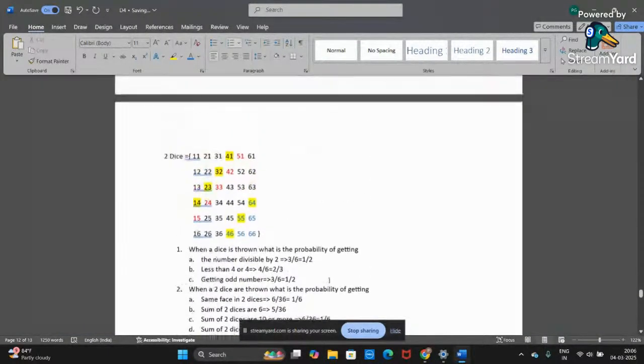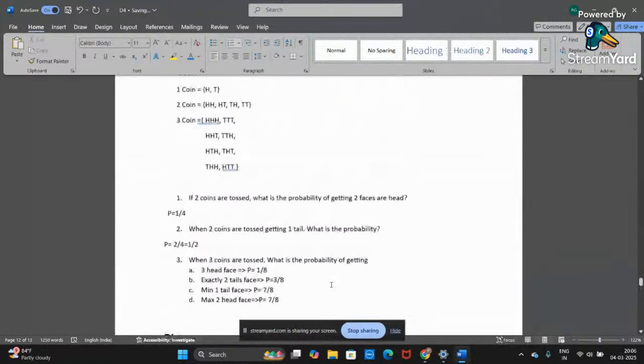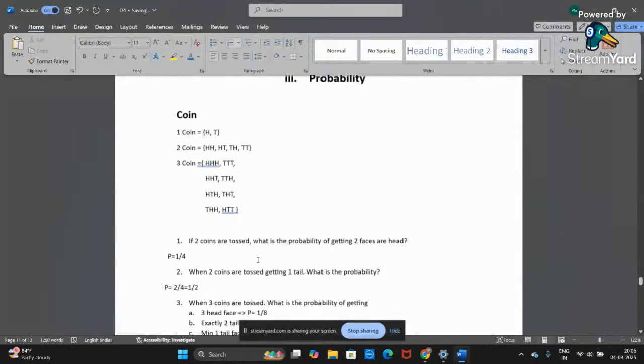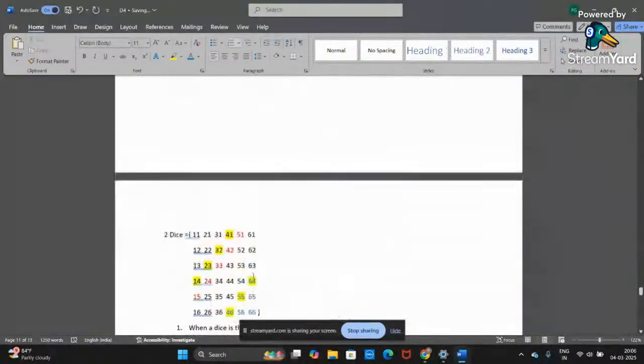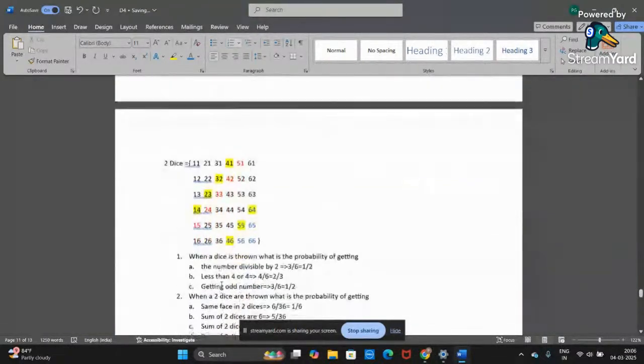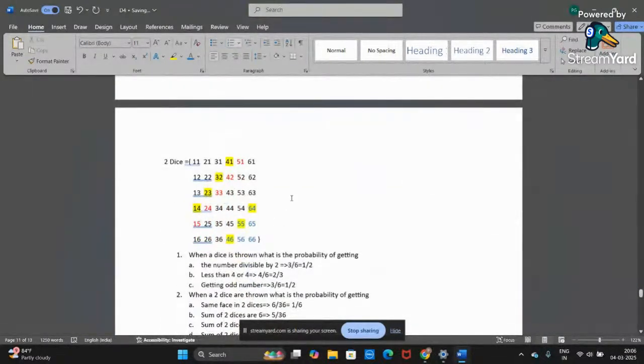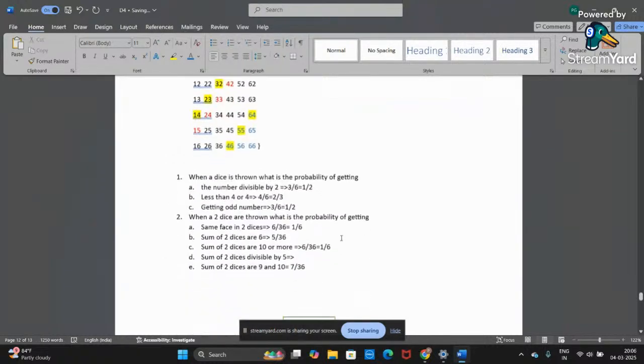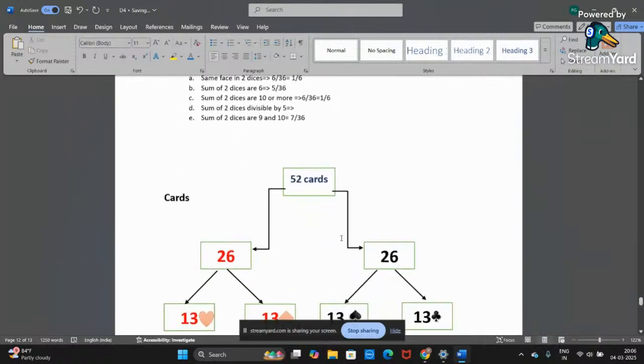Okay. Now, any doubt in dice and coins? Just make a note of this or take a photo of this, and take a picture of this dice also. This will be very helpful to solve the problems based on dice. Now let's move on to find the answer for cards.